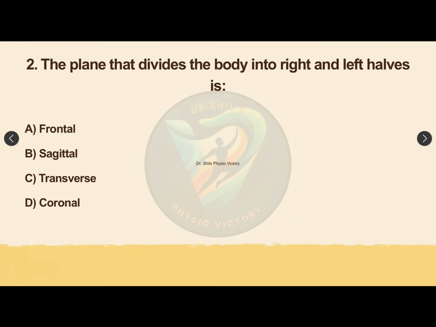Next question. The plane that divides the body into right and left half is option A frontal, option B sagittal, option C transverse, and option D coronal. Here the correct answer is sagittal.